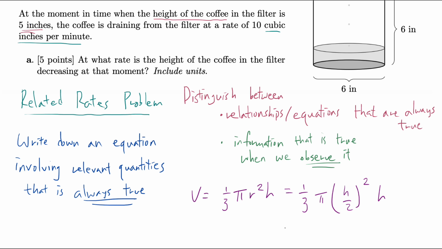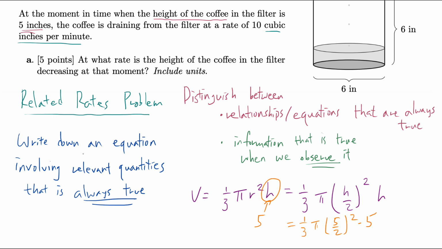So why don't I just write 1/3 pi times (5/2) squared times 5? Or maybe I could have written 5 here rather than H here. This is wrong. And the reason this is wrong is because I'm about to differentiate this equation. So we need an equation that's true as time varies.